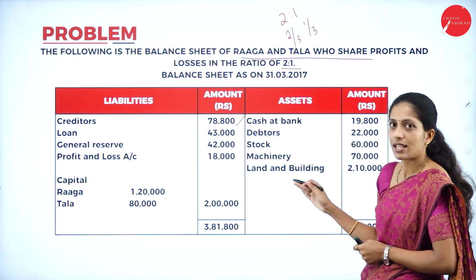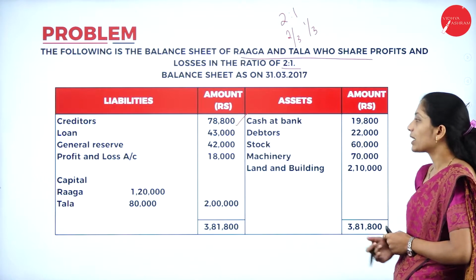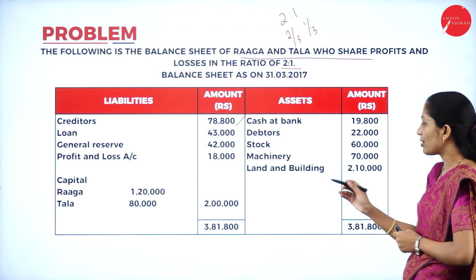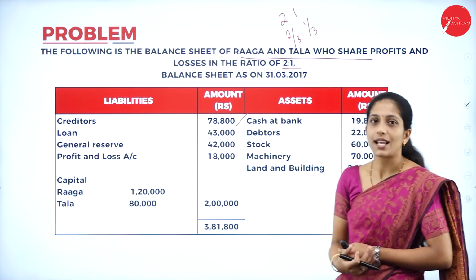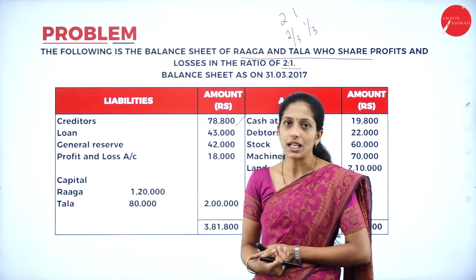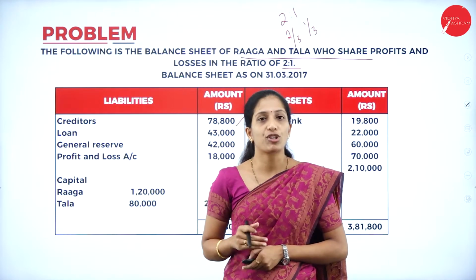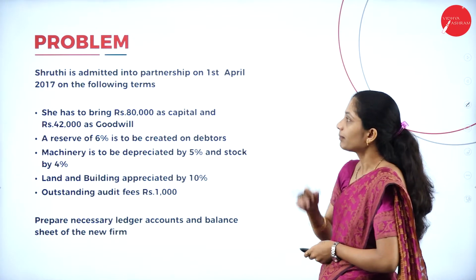Now coming to the asset side, we have cash at bank 19,800, debtors 22,000, stock 60,000, machinery 70,000, 10,000, land and building 2,10,000. And the total of both sides is 3,81,800. So this is the balance sheet given before the admission of a new partner. Now go through the adjustment here.